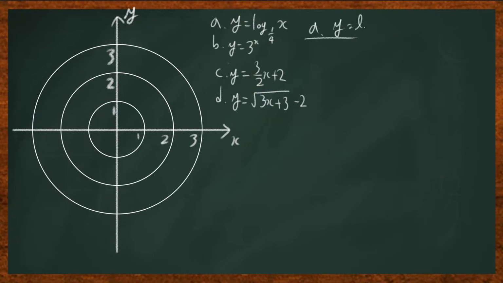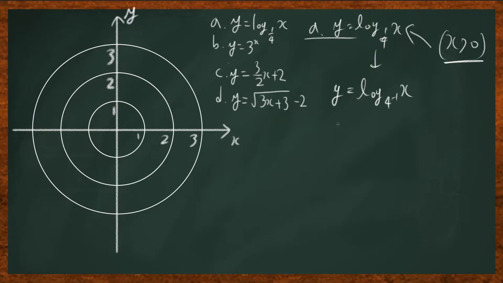Let's try to solve the A one first. y equals log base 1/4 of x. Because this is a logarithm, we know that x has to be greater than 0. And we can change the base like this, and if we take out the -1, the logarithm will be shown like this. Let's put in some examples and try to draw it.